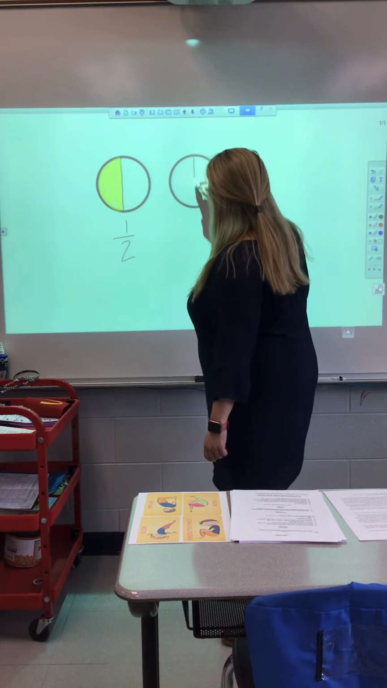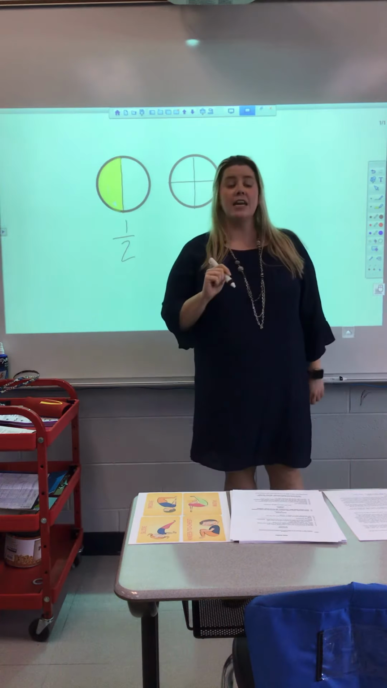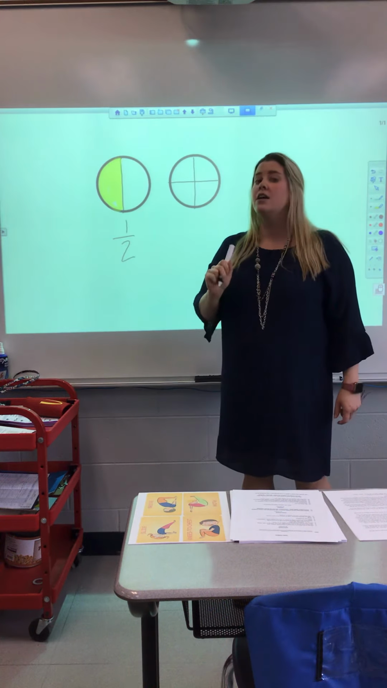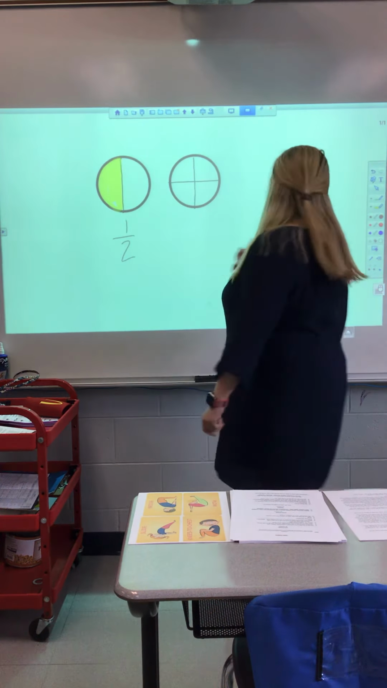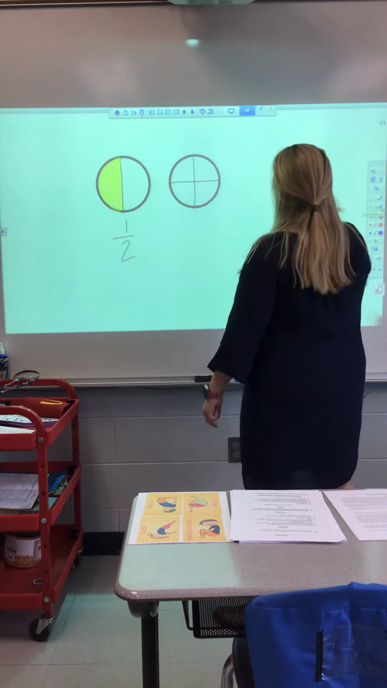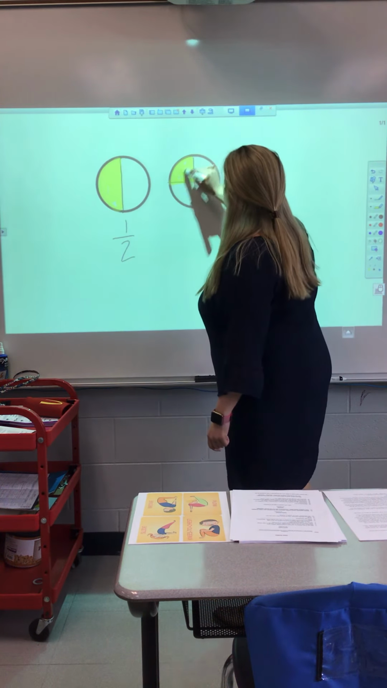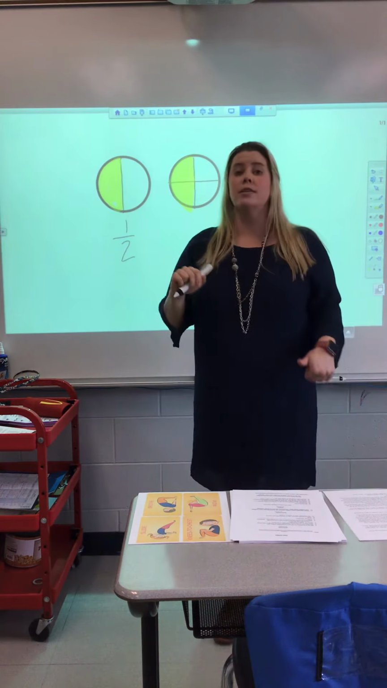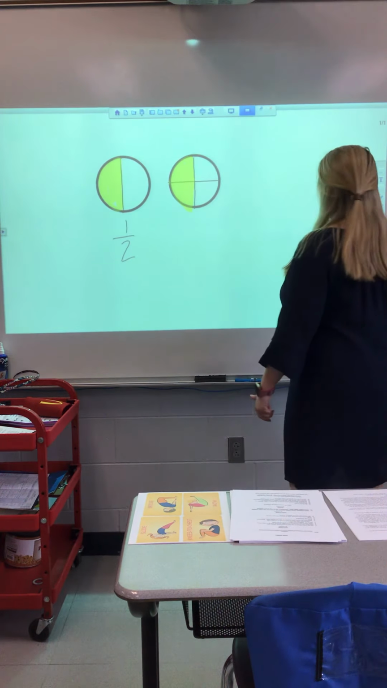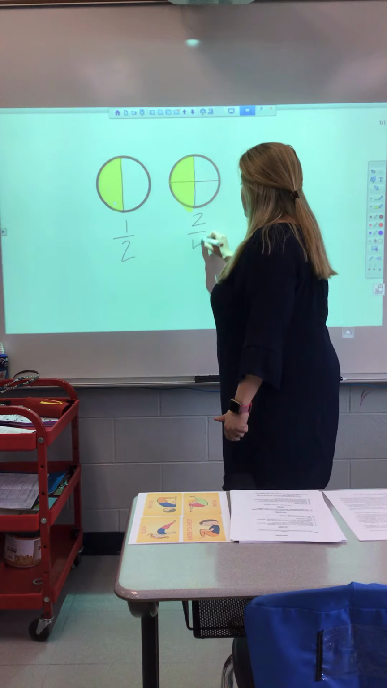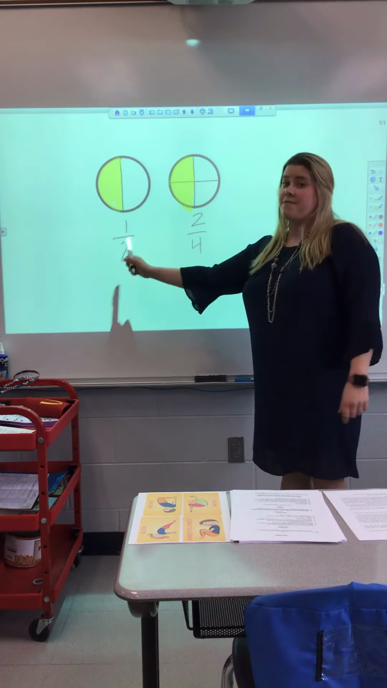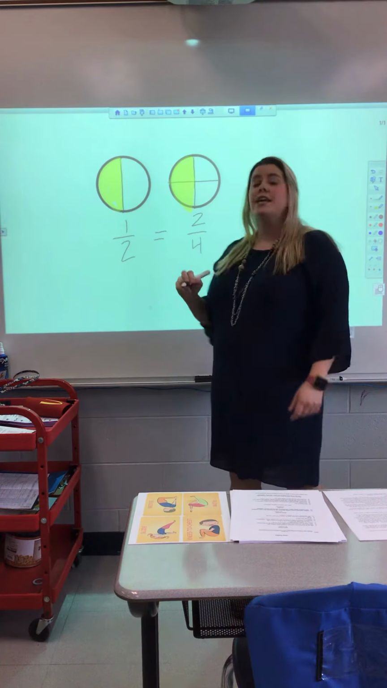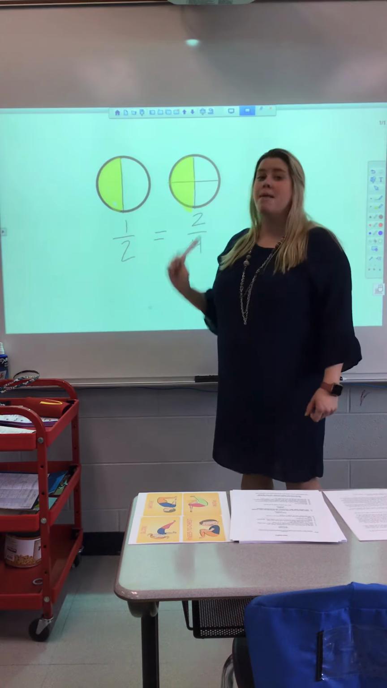What if I have another circle that is divided into fourths? Okay, how much of that circle do I need to color to equal that much? Absolutely, I would color 1, 2. I would color 2 of my 4 parts. So now, how much of that circle is colored? 2/4. So even though my fractions are different, they're not the same, 1/2 and 2/4, they are equal because they're worth the same amount, okay?